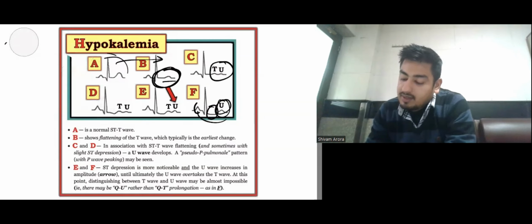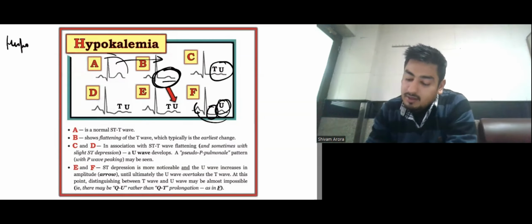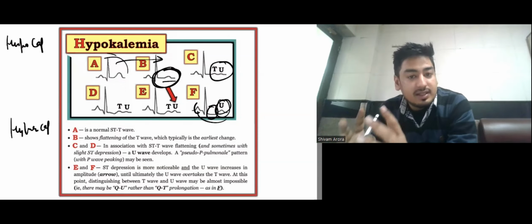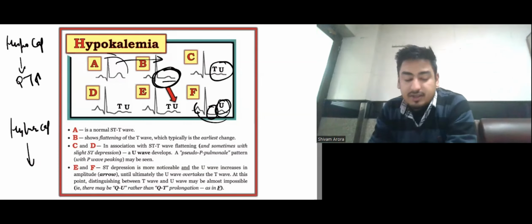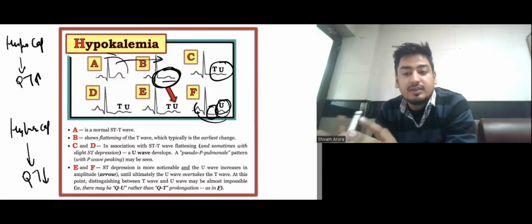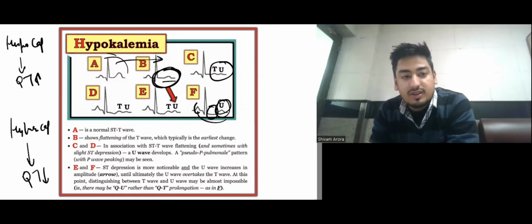Other electrolyte abnormalities are hypocalcemia and hypercalcemia. In hypocalcemia, calcium level decreases, so QT prolongs. In hypercalcemia, calcium level increases, so QT shortens. So these are the only ECG changes in hyper and hypocalcemia.